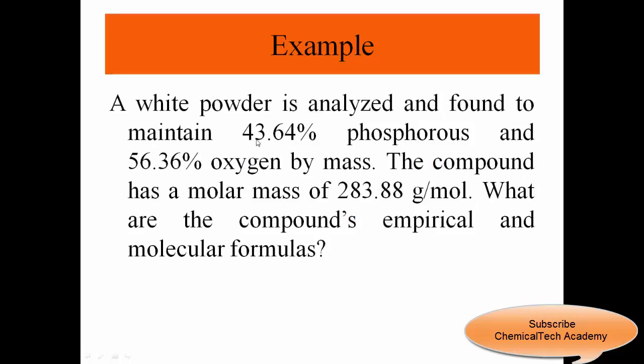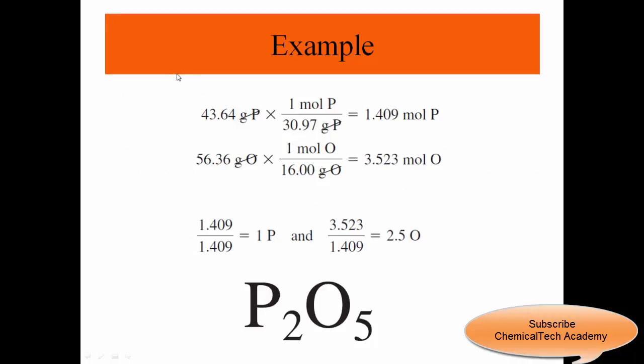So we have 43.64% phosphorus and 56.36% oxygen. Again, our basis must be 100 grams of our compound. So if we put that basis, we can say 43.64 grams phosphorus we have and 56.36 grams oxygen. That's the atomic mass of phosphorus: 1 mole of phosphorus contains 30.97 grams phosphorus. These two cancel each other, and it's going to be 1.409 mole phosphorus.